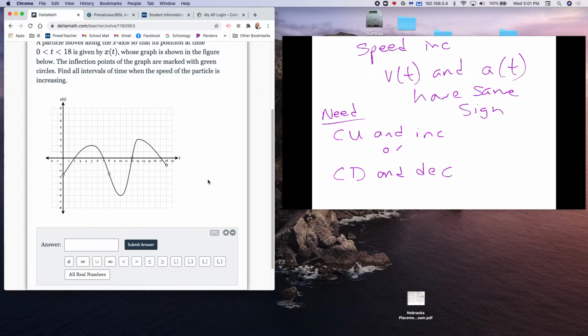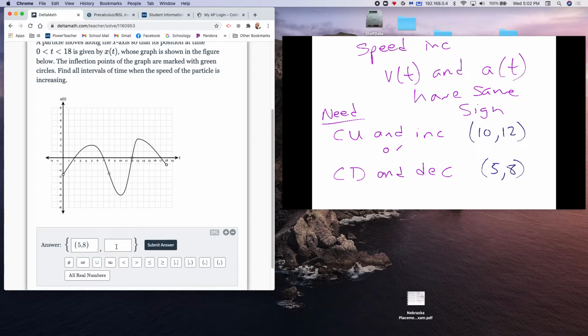If we think about it, concave down and decreasing looks like it's happening from 5 to 8. So from 5 to 8, that's one place. Concave up and increasing looks like it happens from 10 to 12. If I needed a new one, I could put a comma, and I'm going to do 10 to 12.